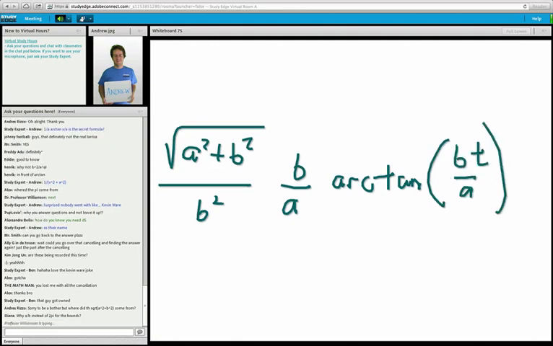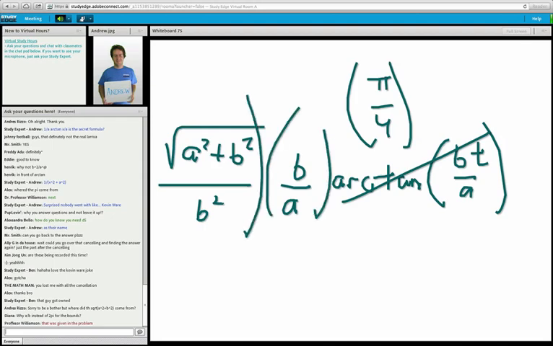Okay. Plug in a over b, plug in 0, find the difference. When you plug in a over b, you get pi over 4. When you plug in 0, you get 0. So you just get pi over 4. So pi over 4 times b over a times square root of a squared plus b squared over b squared.